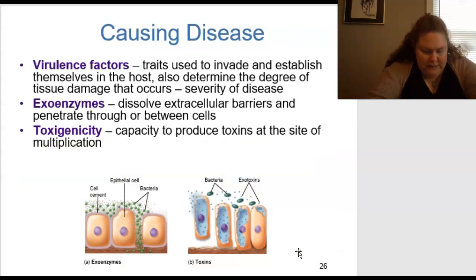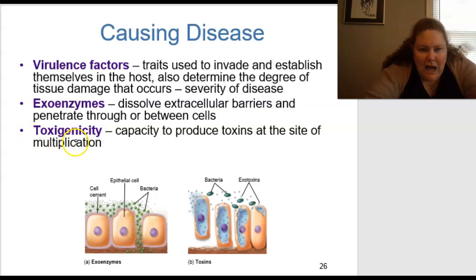What about when we cause a disease? Okay, we have virulence factors, and these are traits that are used to invade and establish themselves in the host. And this also determines the degree of tissue damage that occurs, and this is therefore how severe that disease is going to be. So we have exoenzymes, and these are the ones that are going to dissolve extracellular barriers, and therefore penetrate through or between cells. Okay, and you can see here, exo means outside, and it's going to be penetrating through and between.